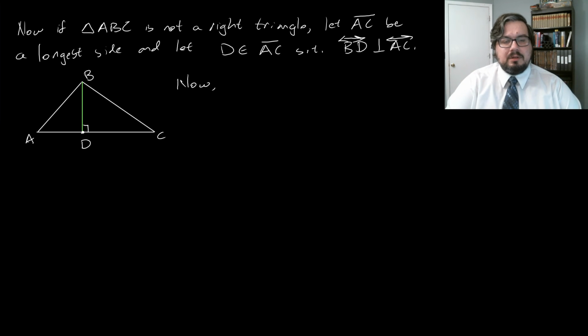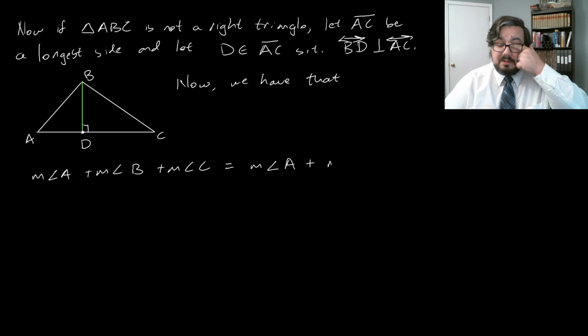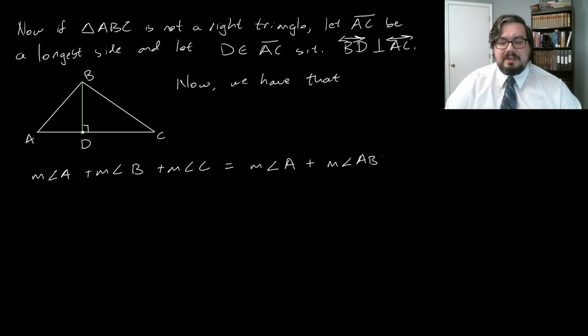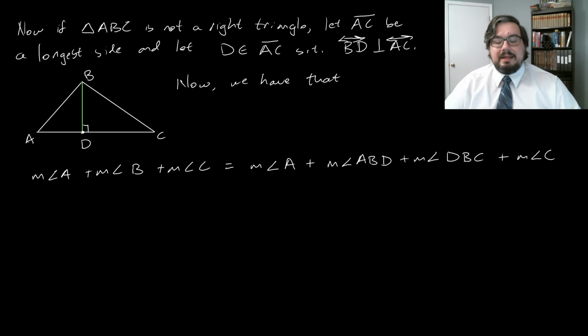Now we have that the measure of angle A plus the measure of the angle at B plus the measure of the angle at C is equal to, we can split up the measure of angle B as the measure of the angle ABD plus the measure of the angle DBC, and then we add the measure of the angle at C.